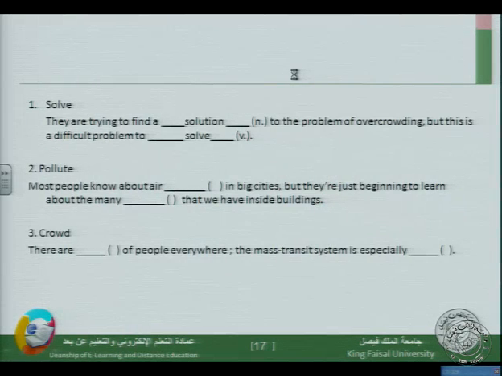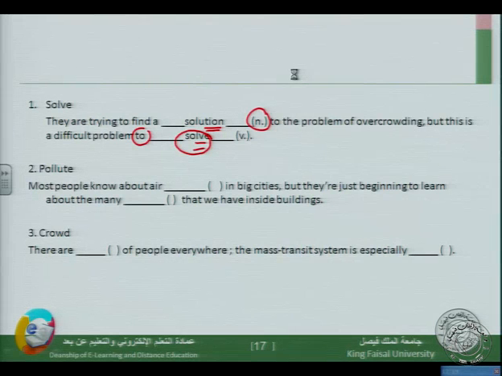Okay, solve. They are trying to find a solution. Again, solution is a noun. To the problem of overcrowding, but this is a difficult problem to solve. To solve is a verb. This we call the infinitive. To infinitive.